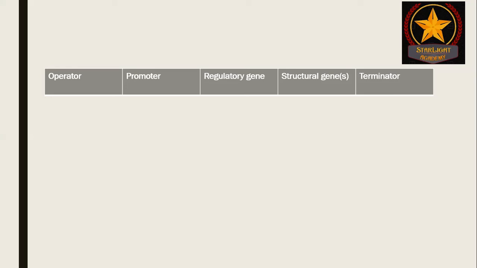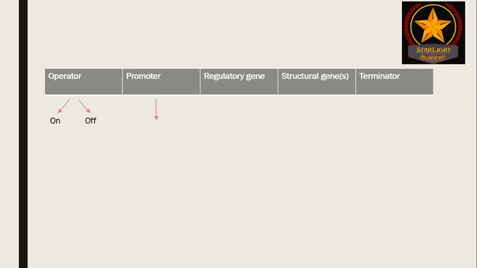Now, coming back to the operon, operator can be either switched on or it can be switched off. If the operator region is switched on, we say that the operon is on. If the operator region is switched off, we say that the operon is off. If the operon is on, transcription of the structural genes takes place. If the operon is off, transcription of the structural genes is inhibited.